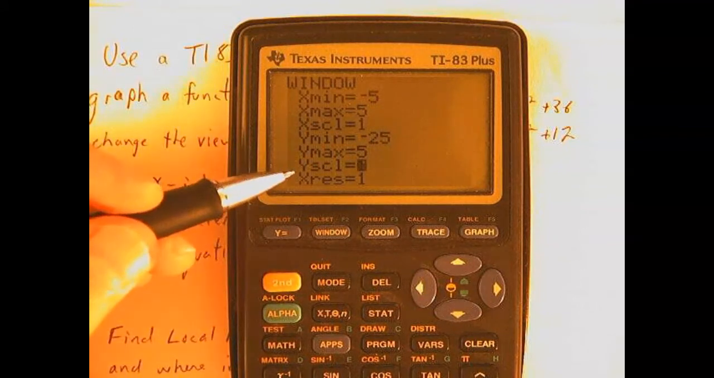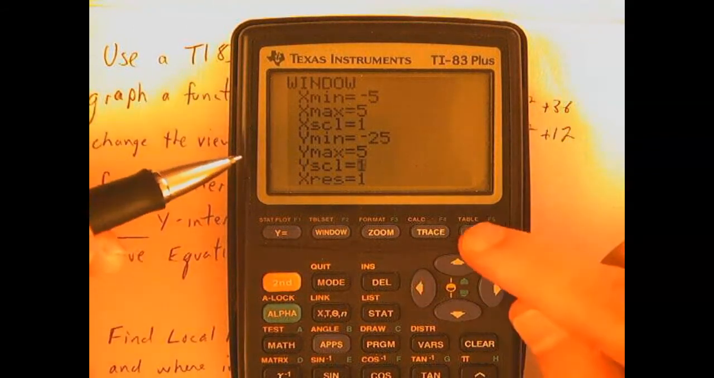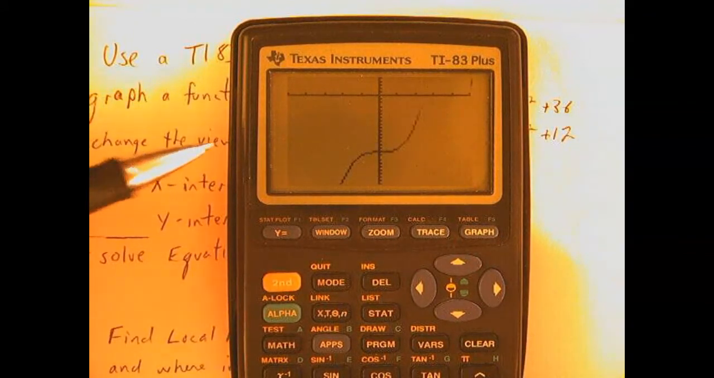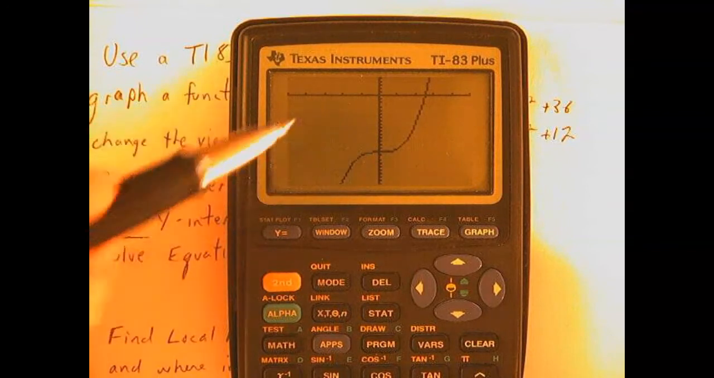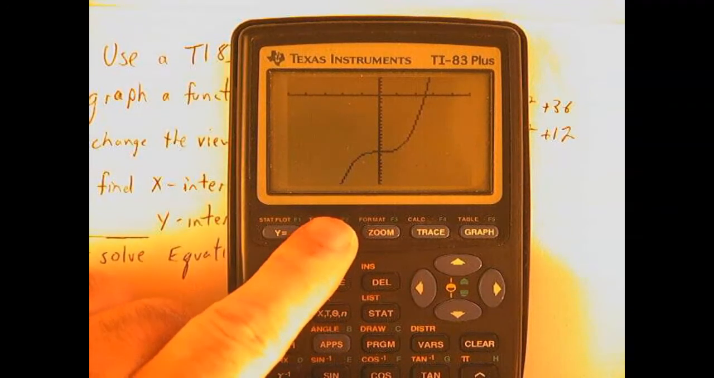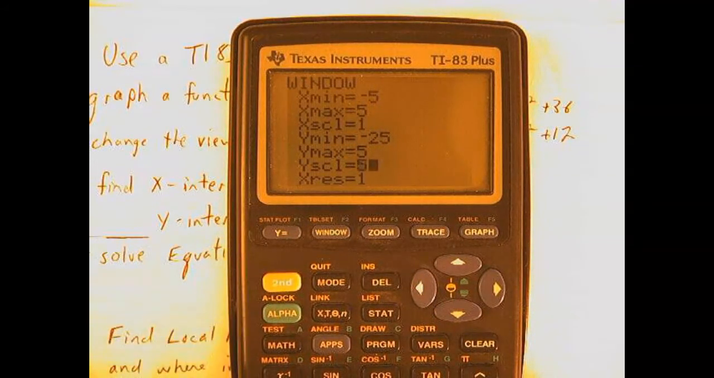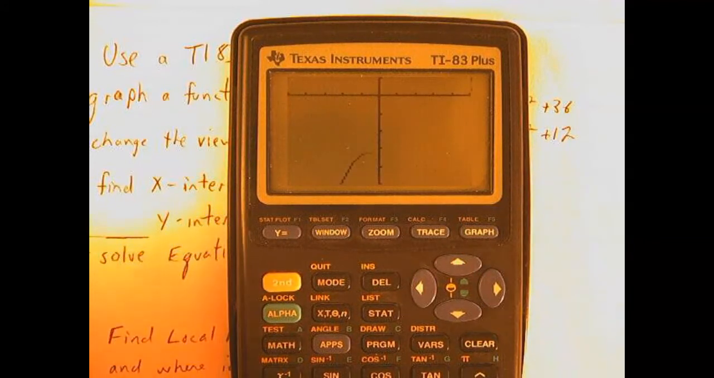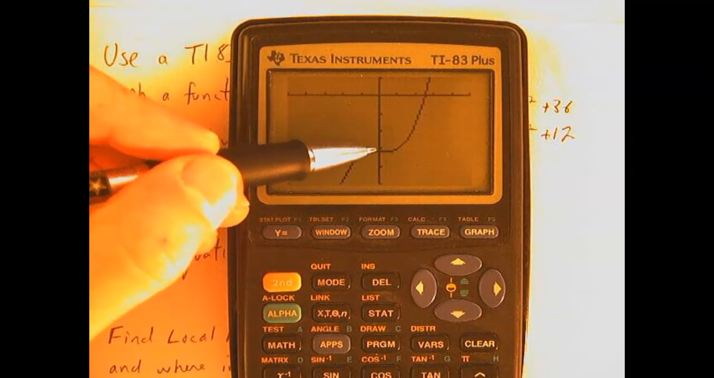Since there are so many marks here, let's just take a look at what this looks like before we change the scale. We're going to get the graph. But take a look at the y-axis. Look how close together those points are. Really hard to read what you're looking at. So for that reason, we're going to go back to window and change our scale for the y's so that we're looking at every 5. Now it's a lot easier to read. You can say, oh, I can tell that that's a little bit below 15.